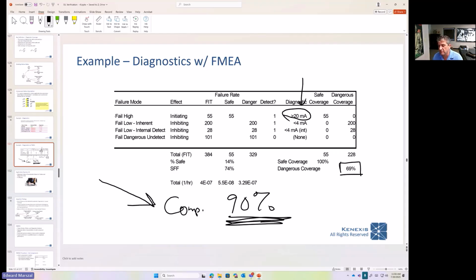Dangerous diagnostic coverage of 69% is the dangerous detected failure rate divided by the total dangerous failure rate. So 228 over 329. This coverage is not the same as the safe failure fraction. The safe failure fraction is going to be the safe failure rate plus the dangerous detected failure rate divided by the total failure rate. So 55 plus 228 over 384, that gives me a safe failure fraction of 74%.